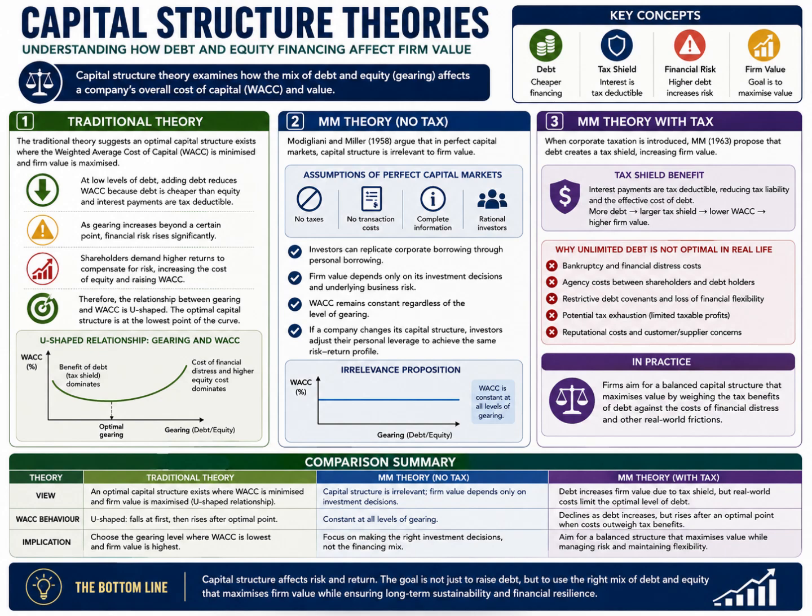High gearing introduces costs such as bankruptcy risk, agency costs, restrictive debt covenants, and potential tax exhaustion. These additional costs offset the benefits of a tax shield at high debt levels. Therefore, in practice, companies aim for a balanced capital structure that maximizes value while managing financial risk and maintaining financial flexibility.